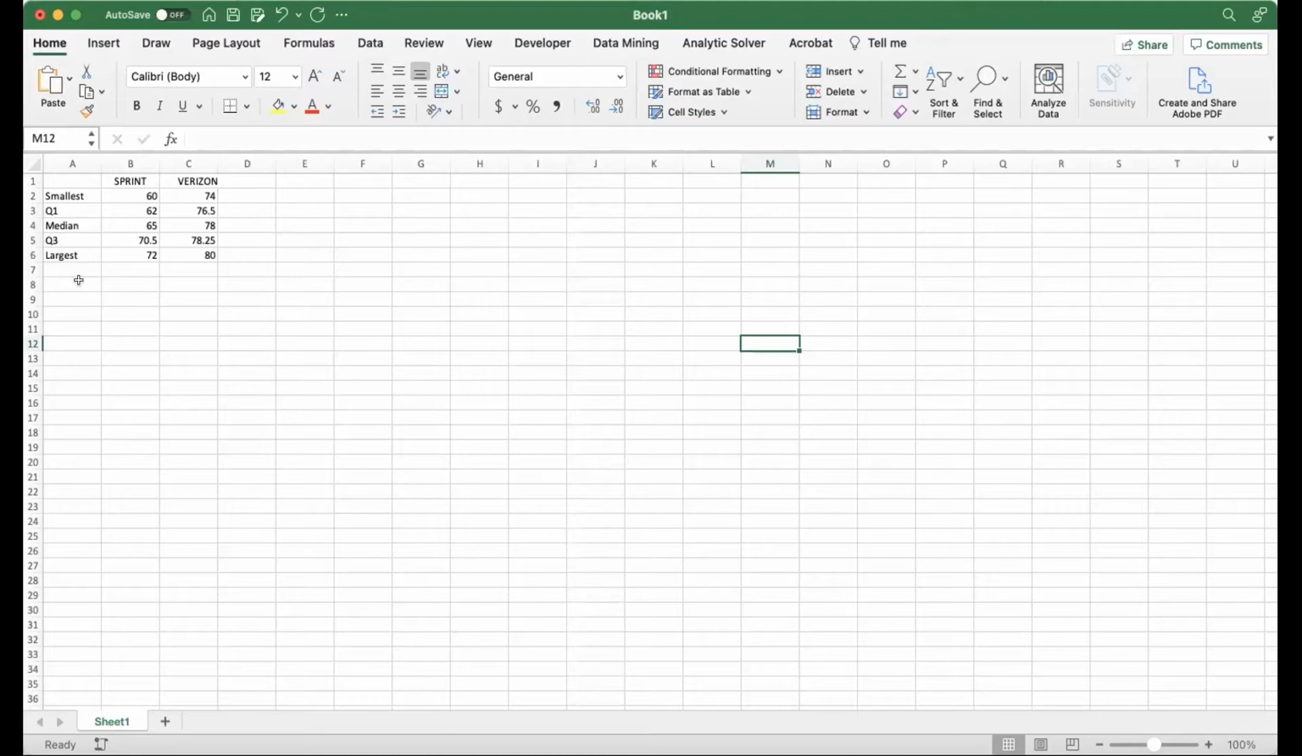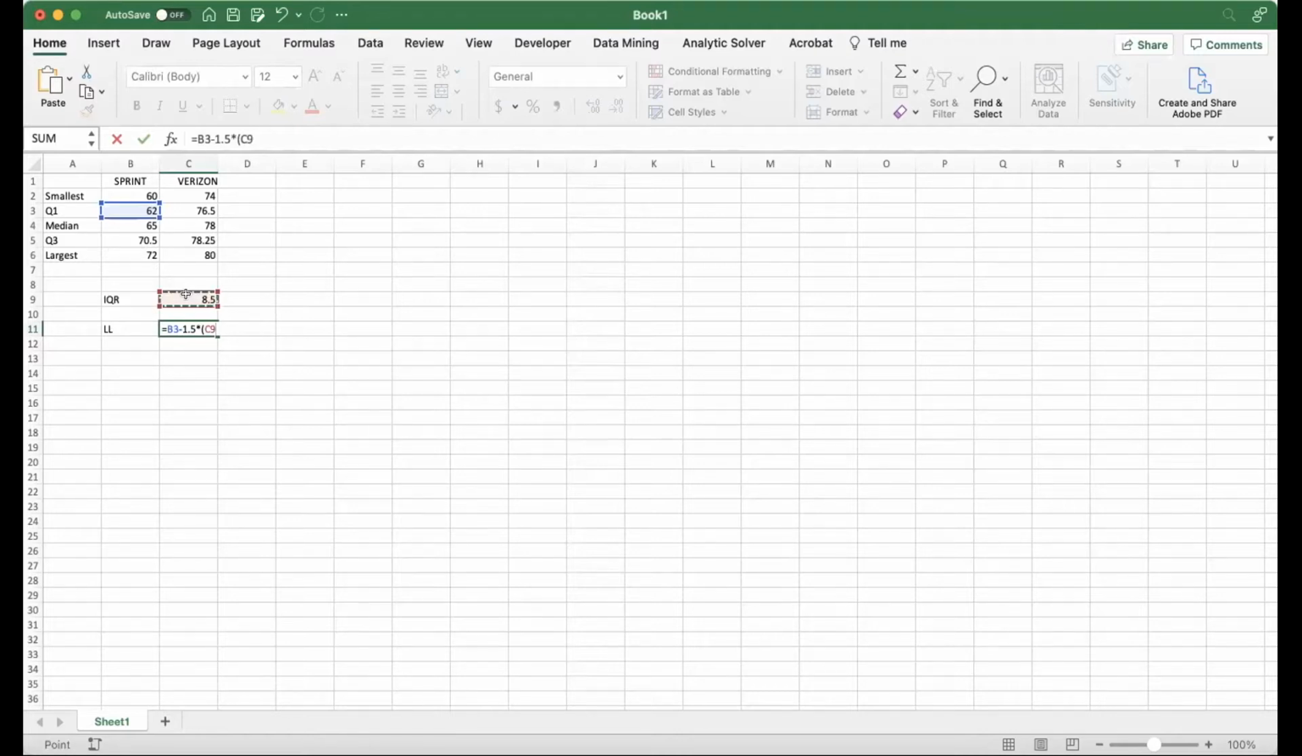Okay, so we are going to calculate the IQR first before doing the upper and lower limit. We said that was going to be 70.5 minus 62. I'm just going to use cell referencing because that's a lot easier. So we have 8.5. Now, for the lower limit, I'm going to put LL. That's going to be Q1 minus 1.5 times the interquartile range, which we calculated here. So there's our lower limit.